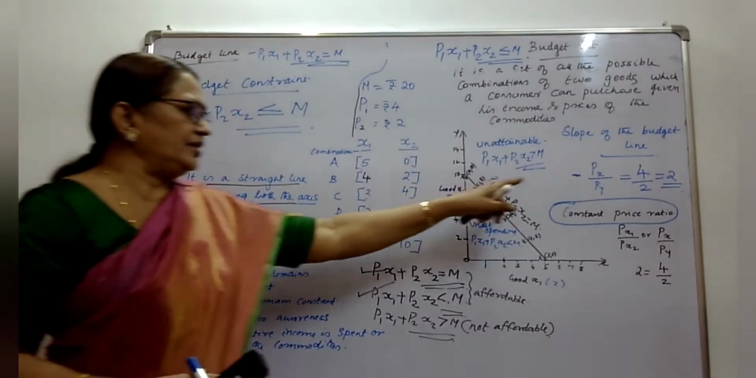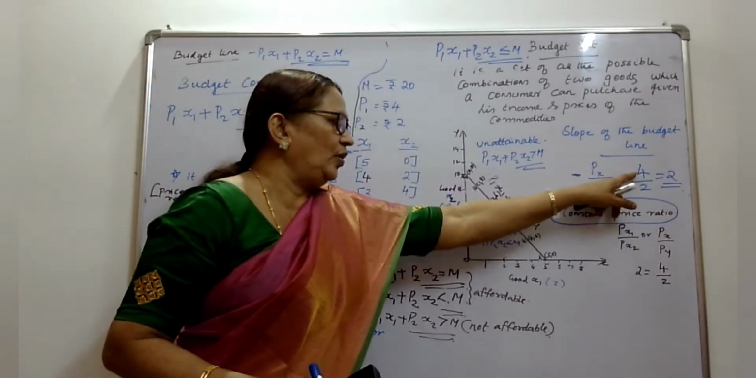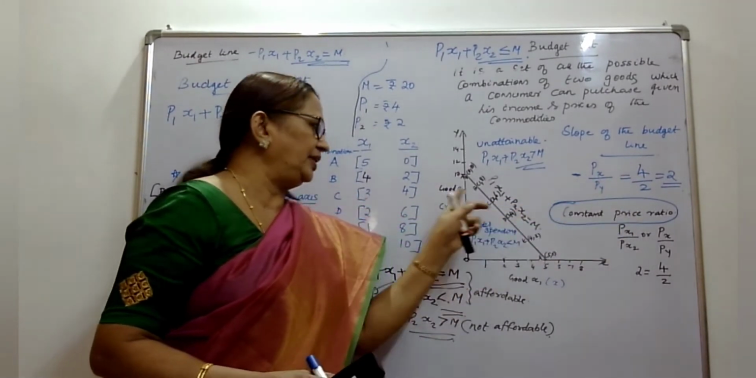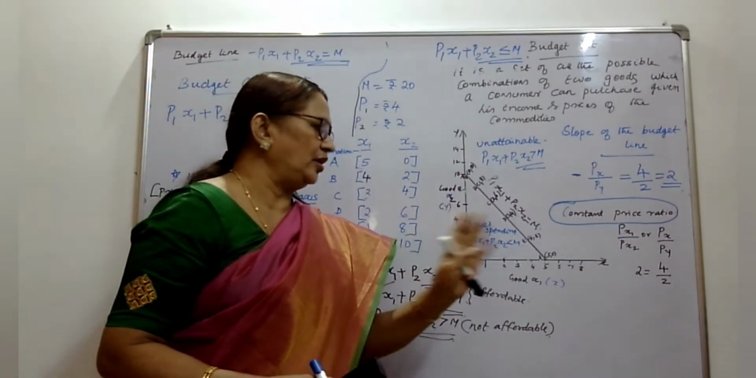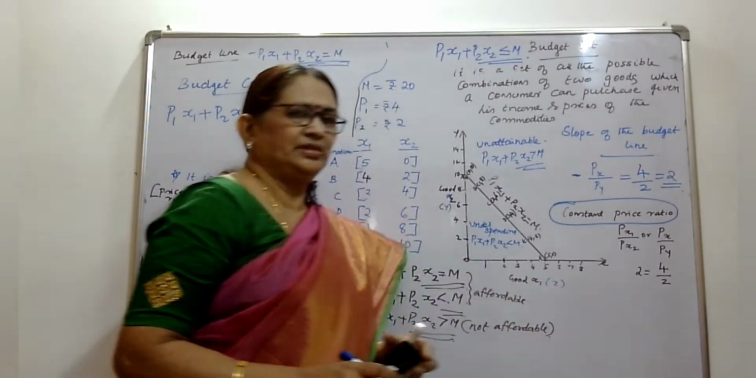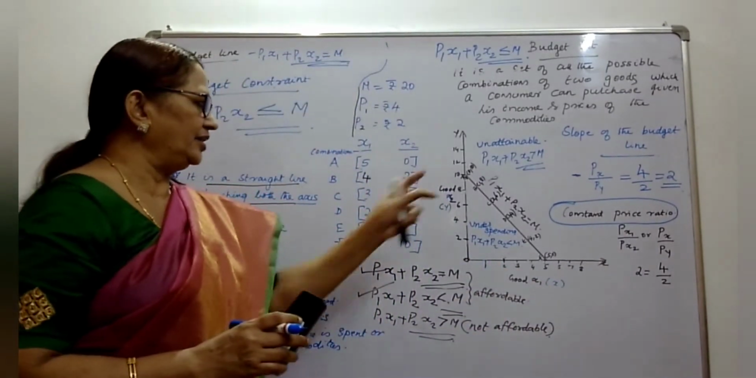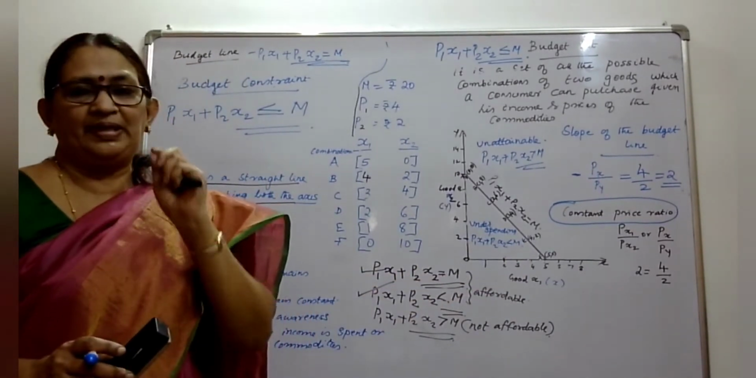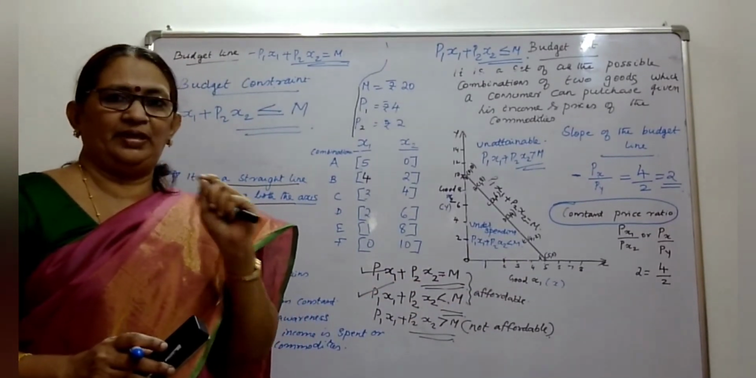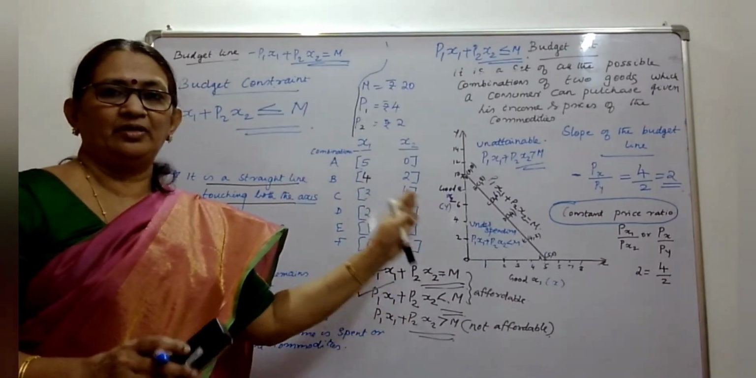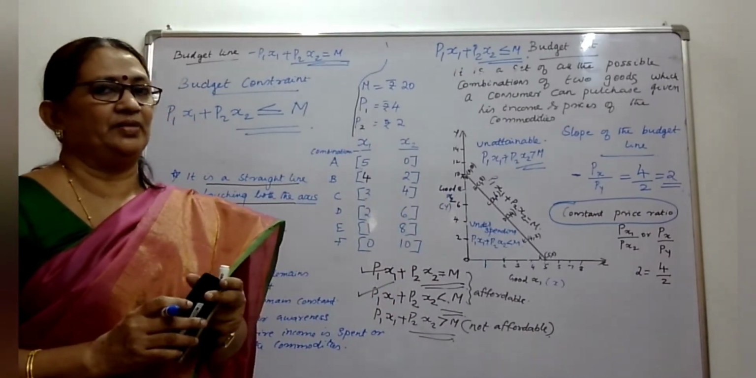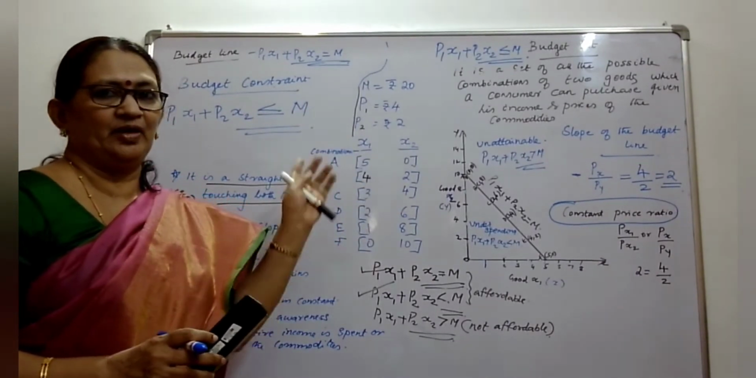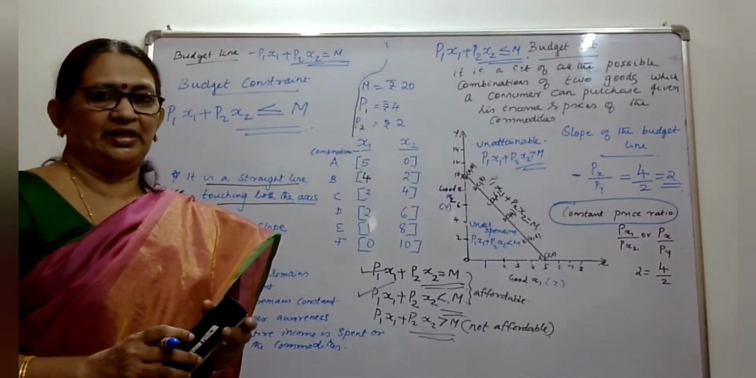Okay, so Px by Py, 4 by 2. 4 is the price of the x commodity, 2 is the price of the y commodity. So 2 is the price ratio, it is constant, that is why the downward sloping curve is a straight line. So please understand carefully. It is downward sloping because of the inverse relation between the quantity of the commodities consumed. That downward sloping is a straight line because of the constant price ratio.